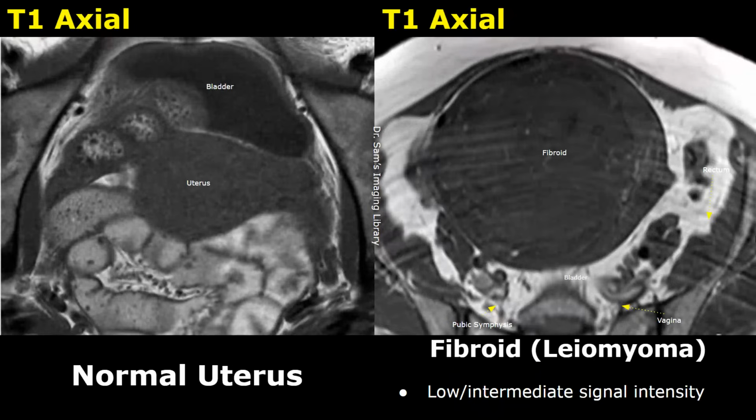This is a T1 axial view of the pelvis. Here is the uterus and this is the bladder. This image shows the fibroid in axial view. It has low to intermediate signal intensity in a T1 sequence.